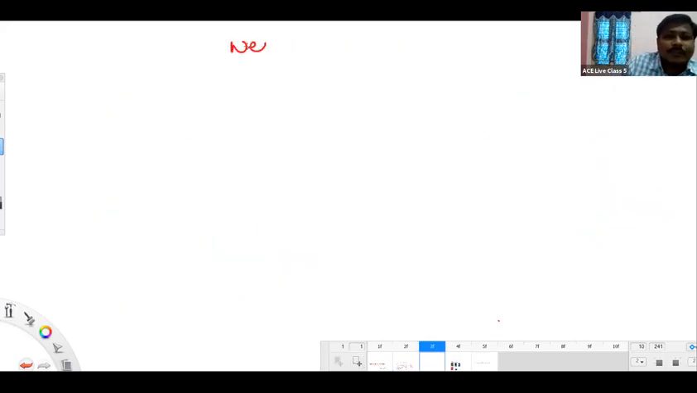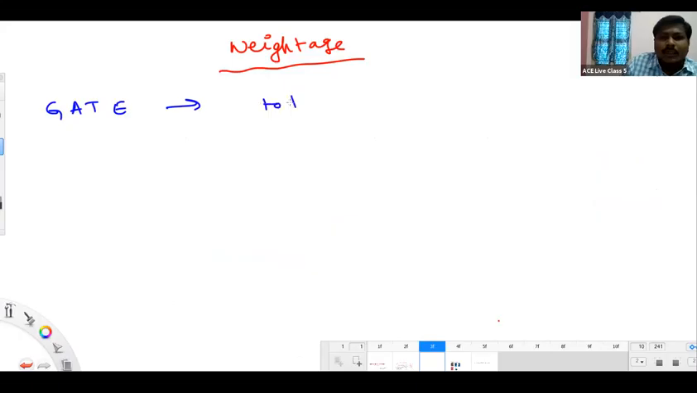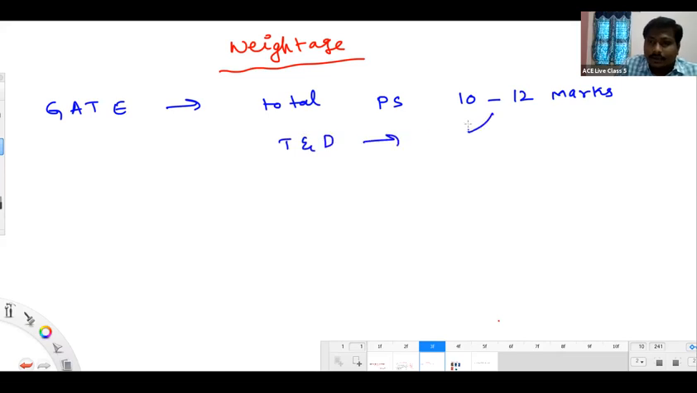See, regarding the weightage of this topic, particularly we discussed this one, but still I am writing that for the GATE examination, total power systems will give around 10 to 12 marks. And if you think about only the T&D part, in the 10 to 12 we used to get around 4 marks. Sometimes 4, sometimes 5, even sometimes 3 also.